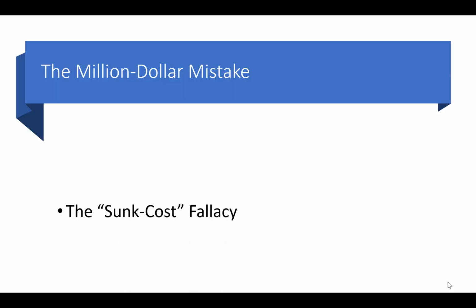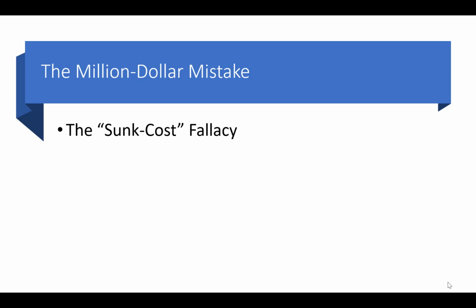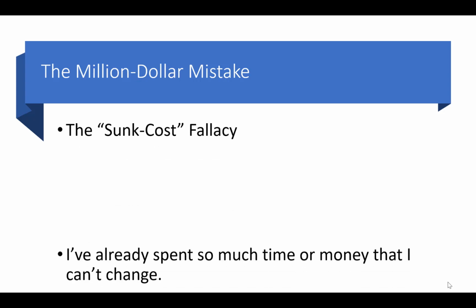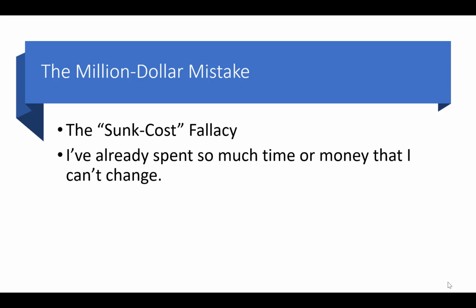Okay, the $1 million mistake, it actually has a name. It's called the sunk cost fallacy. The sunk cost fallacy is the idea that we've already invested time or money in something, and then I can't sort of take a step back and change that thing. Or I feel like, hey, because I've spent time on this, I can't go back and do something differently. Or because I've spent money on this, I can't go back and I can't change this thing.